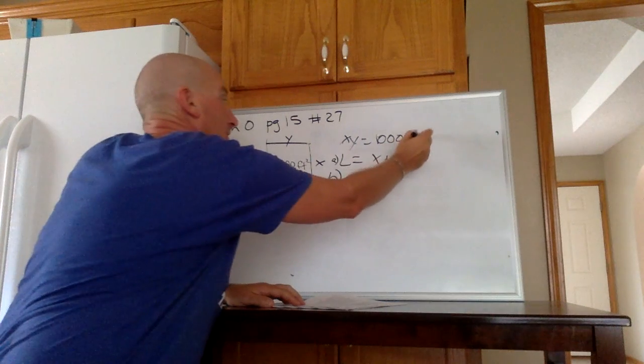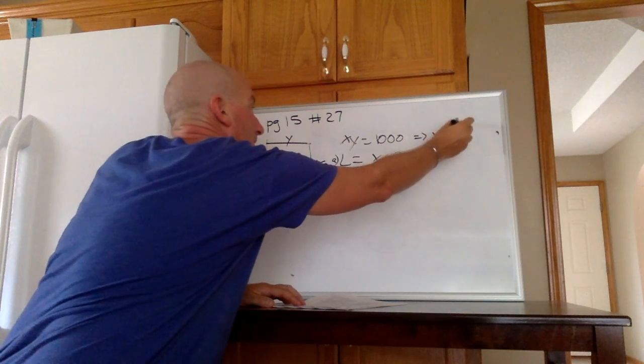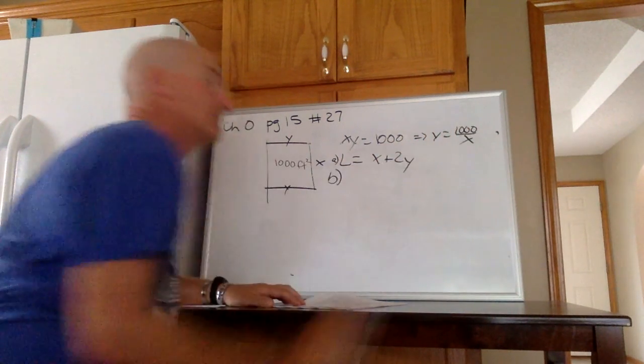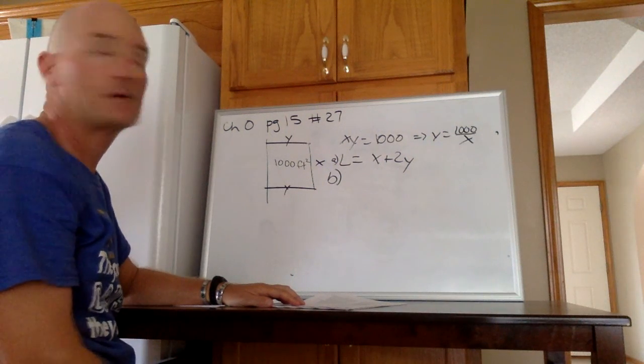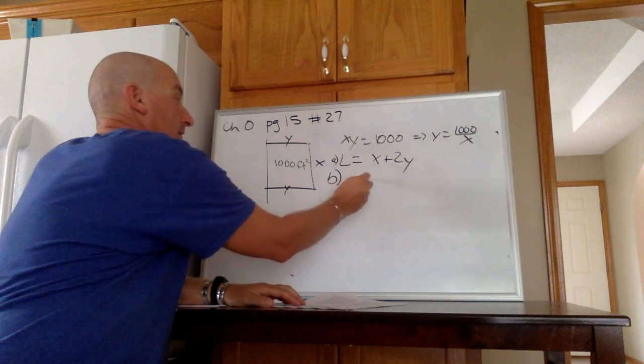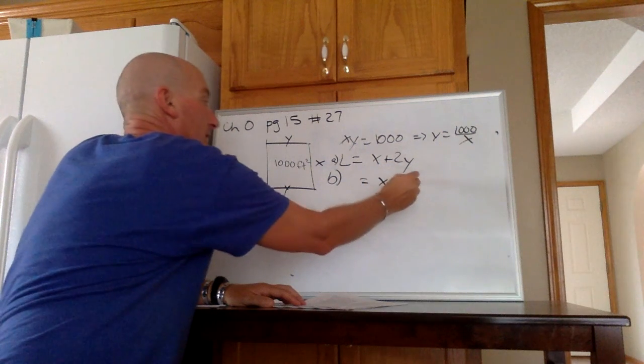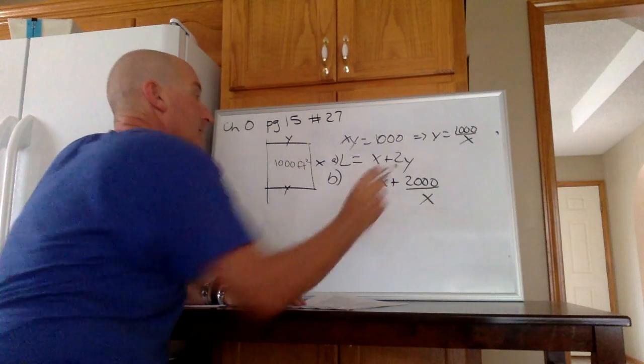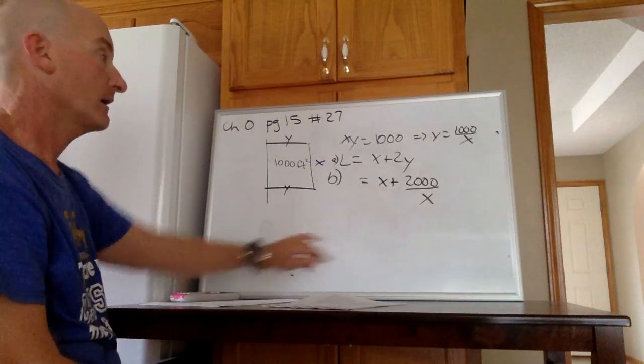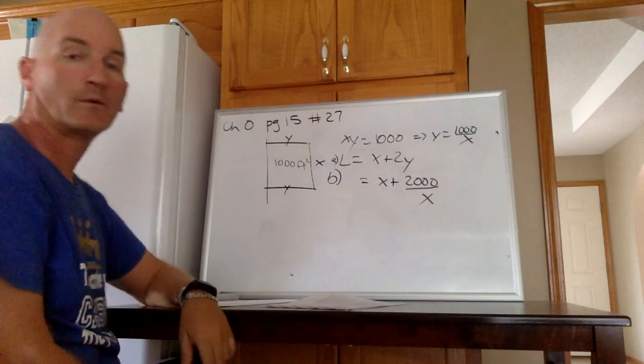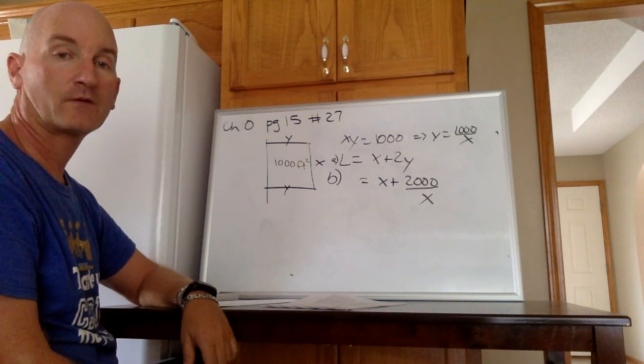Well, by substitution, y is 1,000 divided by x, and then plugging back in down here, we get L equals x plus 2,000 divided by x. And this is the equation that we want to put into the graphing calculator.